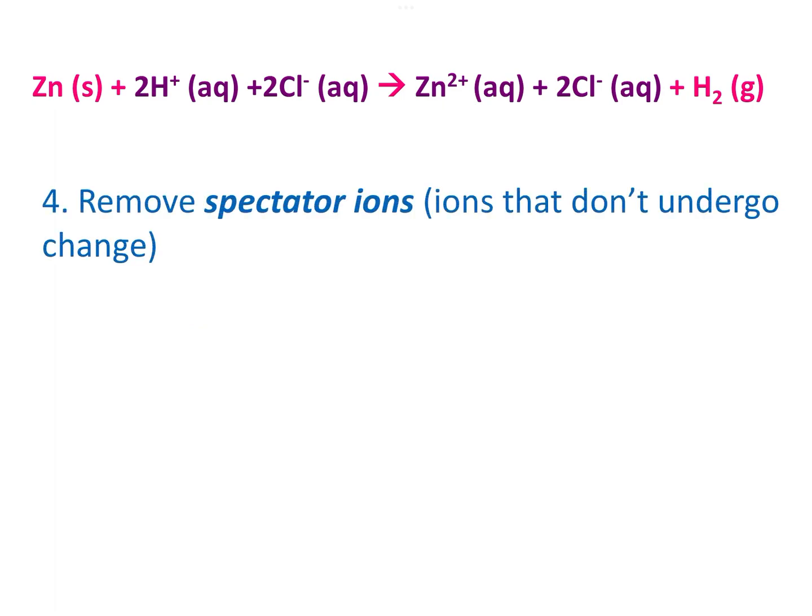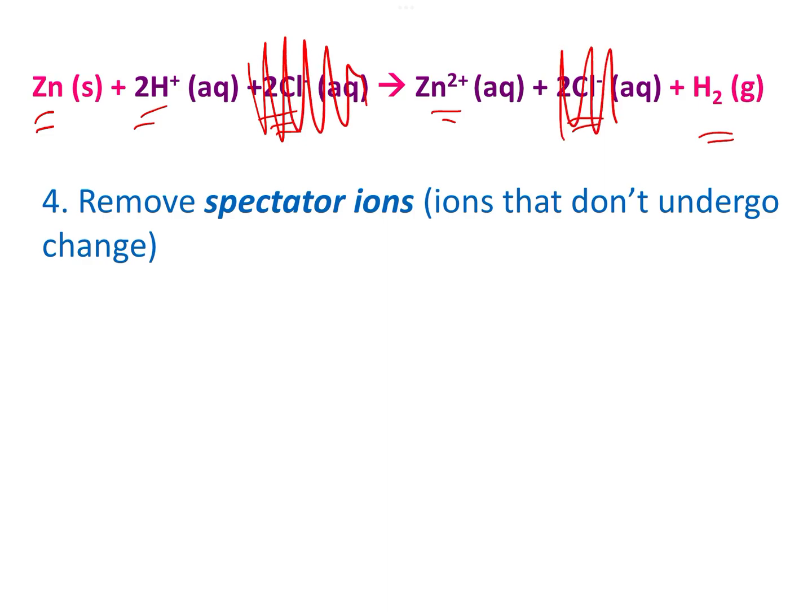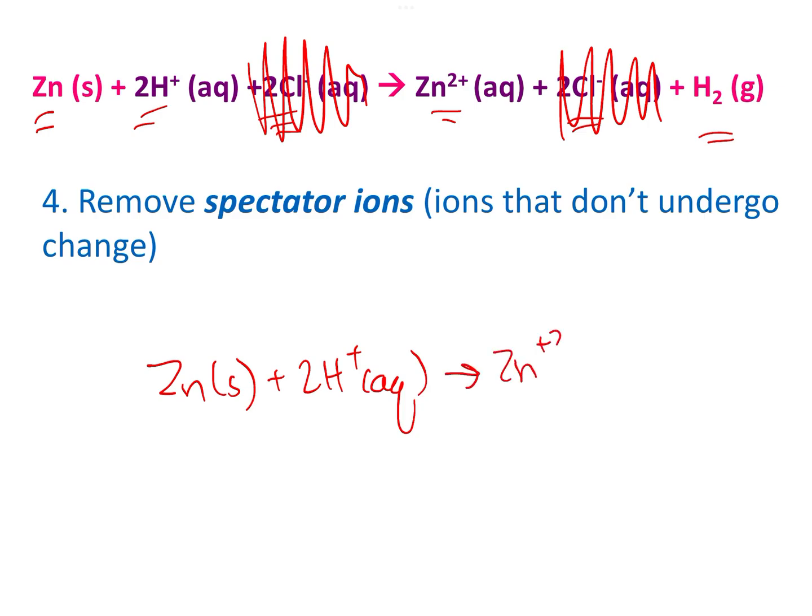Now remove the spectator ions, which means the ones that have not undergone any change. If we look from this side to this side, that's a change. Change. That's not a change. So the 2Cl- have not undergone a change. So we're going to simply write zinc solid plus 2H+ (aq) yields Zn2+ (aq) and H2 gas. That's called a net ionic equation.